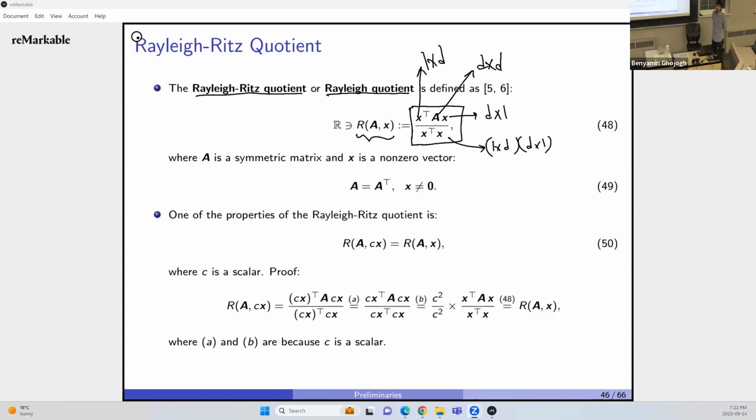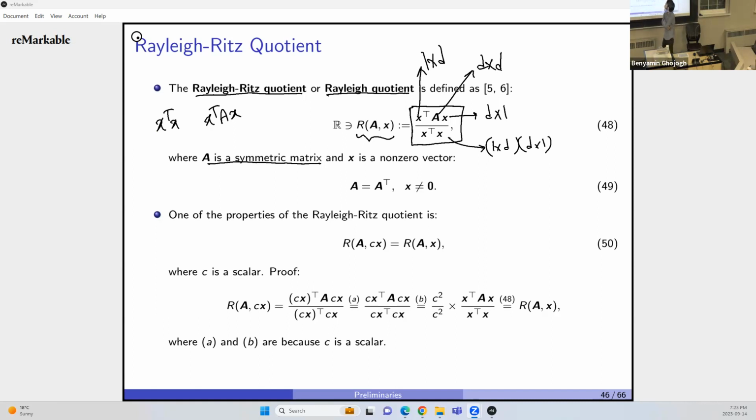Now, A is a symmetric matrix. I think you expect that. Why? Usually, when we have a quadratic function, do you remember, we can either have X transpose X, or in general, we can have X transpose AX. When A is positive semi-definite, it's a bowl facing up. When A is negative semi-definite, it's a bowl facing down.